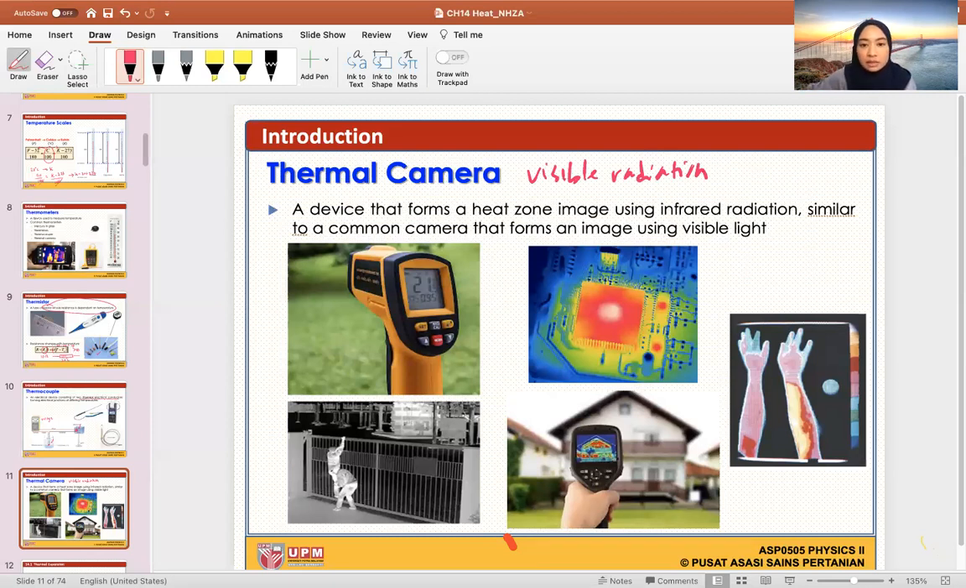This device detects the wavelength range that your eyes cannot see. Visible is from 300 to 700 nanometer. This is what your eyes can see. Beyond this, your eyes cannot see, so you need a device. I think it's from 900 to 1,500. So this is the range that you can't see. That is infrared radiation. Do you need to know this? No, not really. I'm just telling you as part of general knowledge.